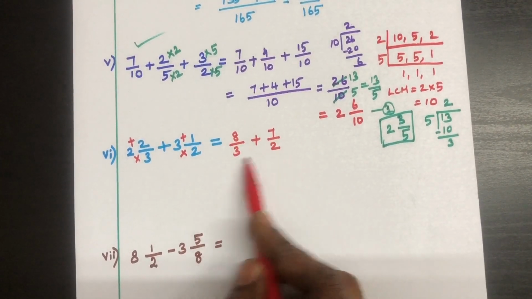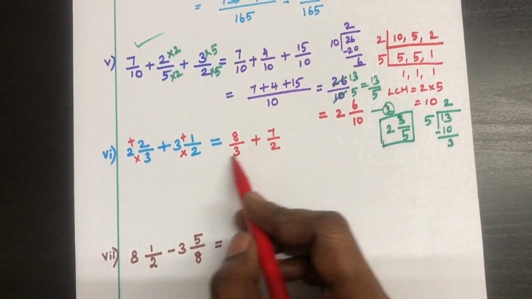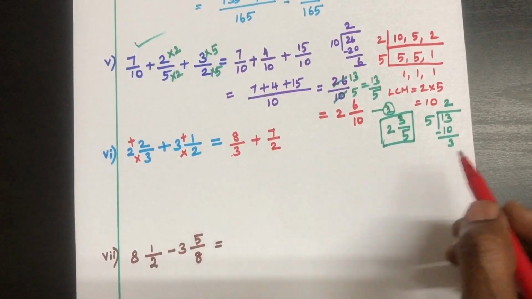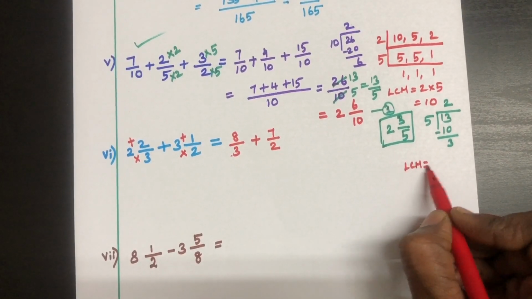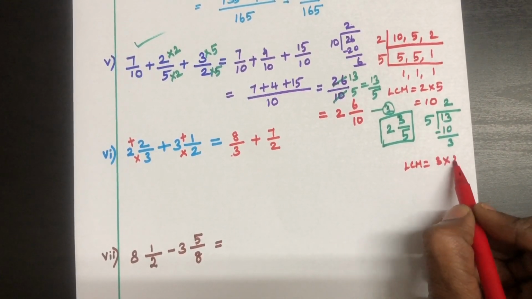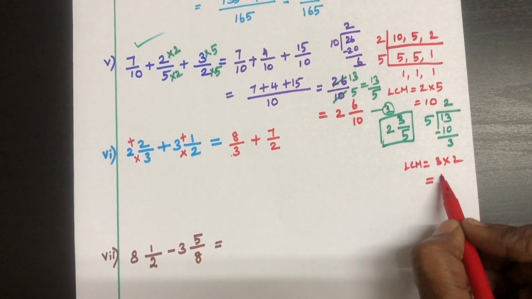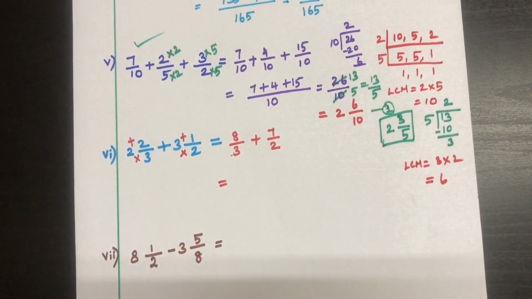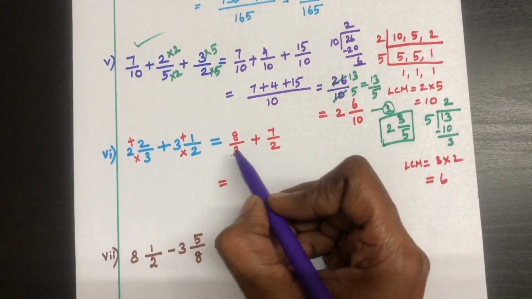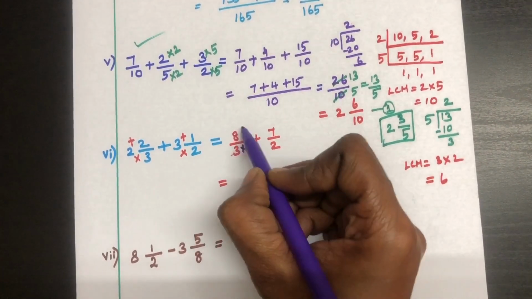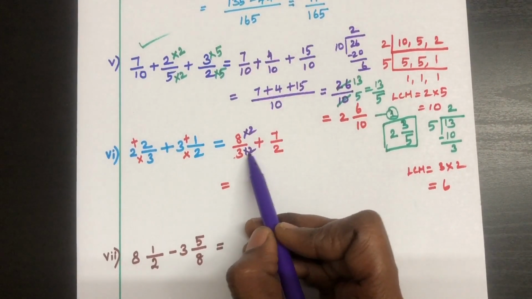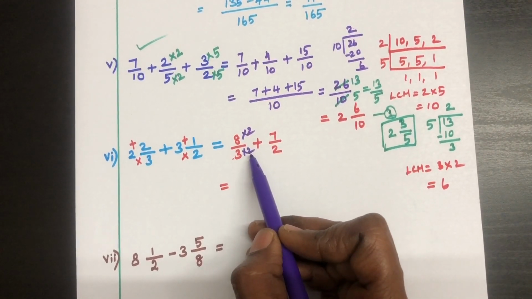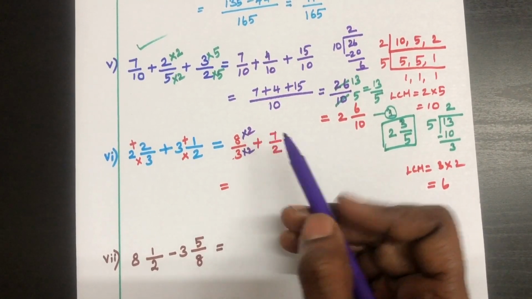See here, denominators are different, but there is no common factor between both. So for the LCM, if there is no common factor, just multiply the denominators. That's all. 3 2s are 6. So we are going to make 6 the denominator for both. How to make it? Multiply it with 2. Then only it will be 6. So whatever you are doing here, you should do it here also.